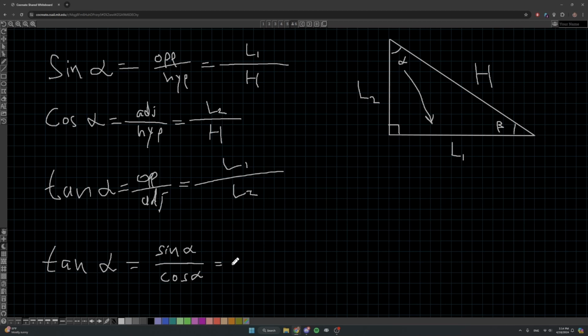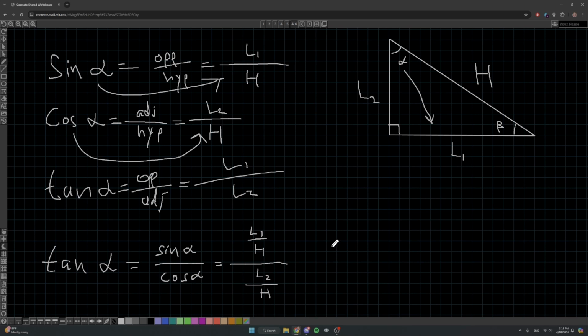And how do you know this is true? Well, I don't want to write a proof, but what you can actually do is you can just forget about this. Like sine of alpha looks scary. We know what sine of alpha is. It's right here. So we can just plug that in. L1 over h. And again, cosine of alpha looks scary, but we know what it is. It's right here. L2 over h.